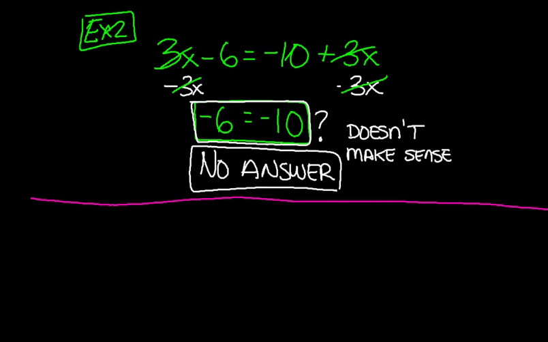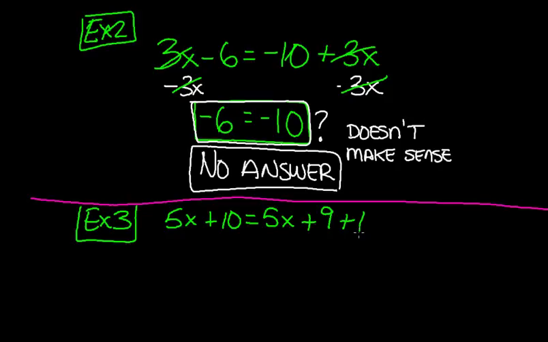Similarly, other stuff might happen. Call this the third example. So let's say 5x plus 10 equals 5x plus 9 plus 1. Again, I've got variables on both sides. Got 5x. 5x, doesn't matter. I'm going to get rid of 5x by subtracting 5x on each side.